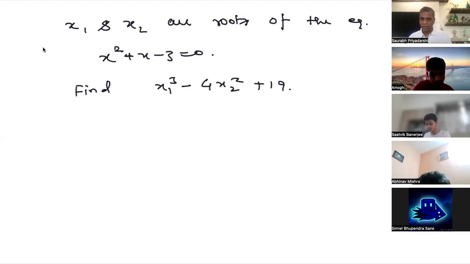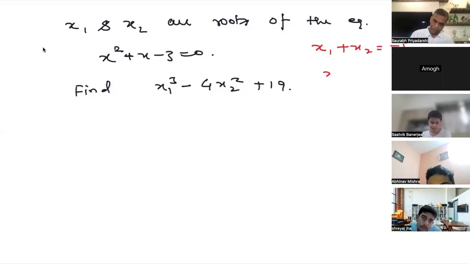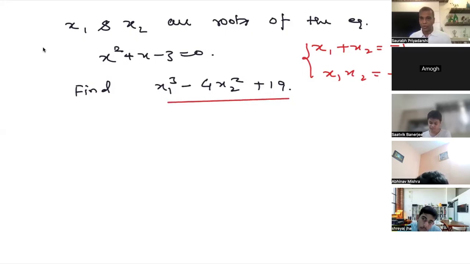Right. I said we have two things. Whether x1 is bigger or x2 is bigger is not given, beta. x1 plus x2 is minus b by a, so minus 1. And x1 into x2, the product of roots, is minus 3. These two conditions are given, right? We can conclude this from our quadratic. Now we have to find the value of x1 cube minus 4 x2 square plus 19.